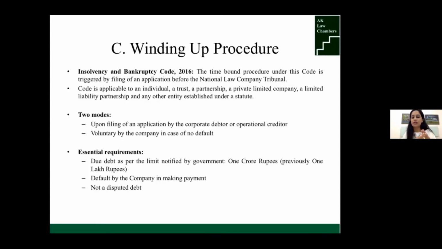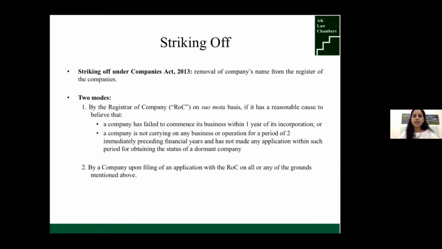Right? Your company is up for sale. Somebody can infuse capital and buy over your company, or the company is liquidated and struck off, basically. There is another process. If you do not want to go to court, under the Companies Act, you can get the company's name struck off from the register.